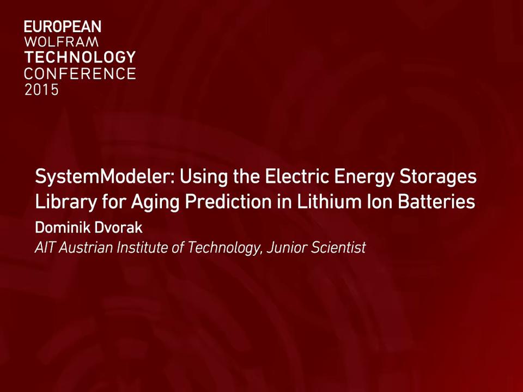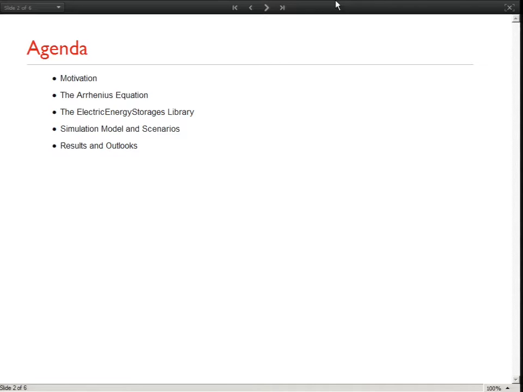So first, let me give you a short overview about this presentation. I will start with some motivation: why we're simulating, and why it is necessary to be able to simulate the aging behavior of lithium-ion batteries. Then I will tell you the approach we're using, the Arrhenius equation, followed by some words about our electric energy storages library, which is a multiphysical library for simulating the operating behavior of batteries. Then I will follow up with a description of our simulation models, and finally scenario definition and simulation results, and then the outlook.